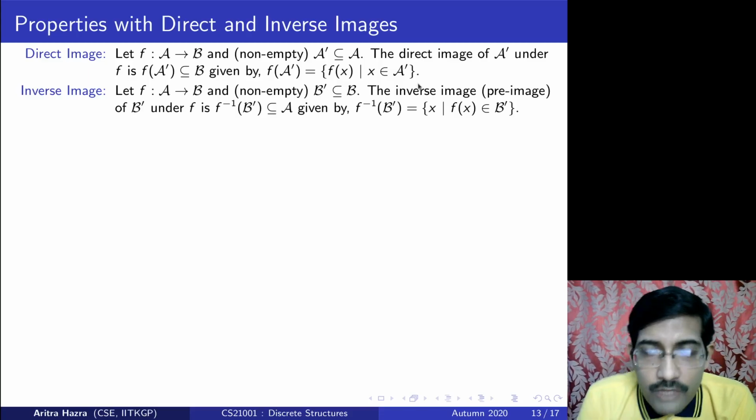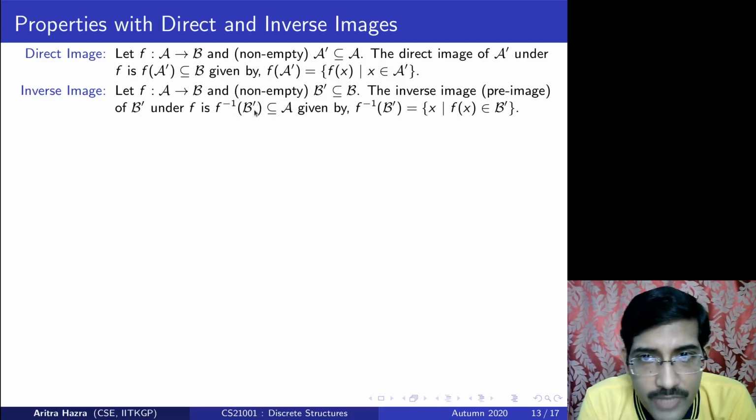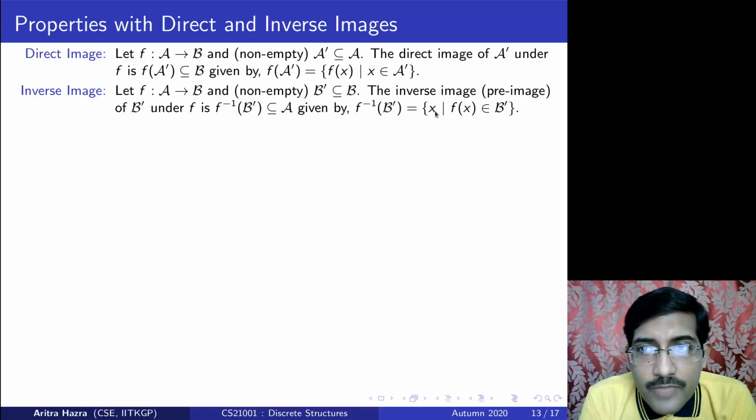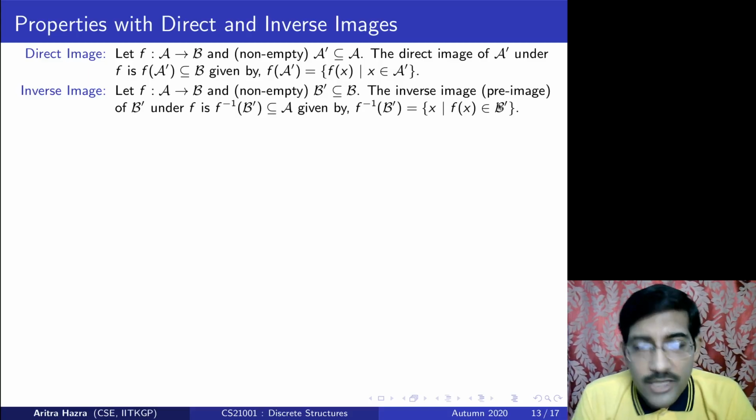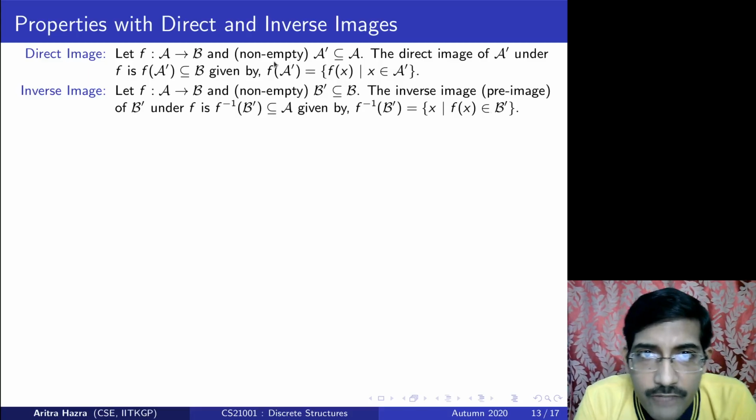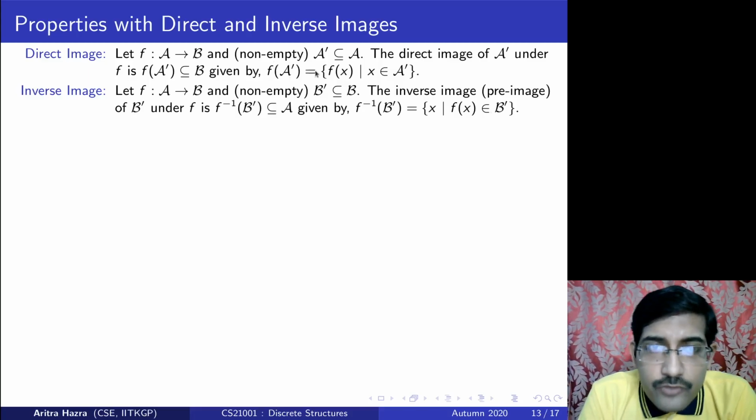So inverse image is just the collection of pre-images of the elements of B', which is defined as f inverse of B'. And I say f inverse of B' is all x's such that f(x) produces the elements from B'. So it's just an extension of the definition of image and pre-image which we defined when we started defining functions.